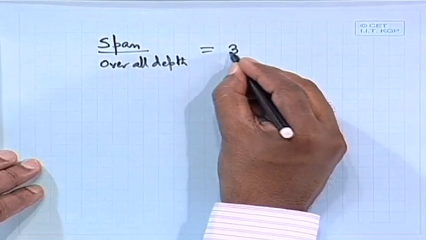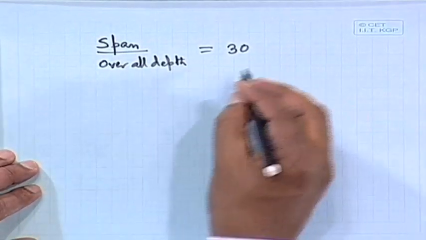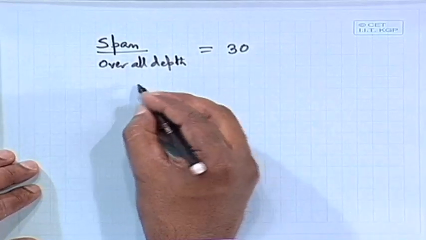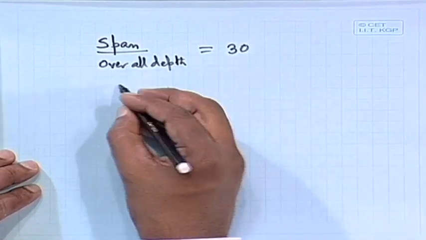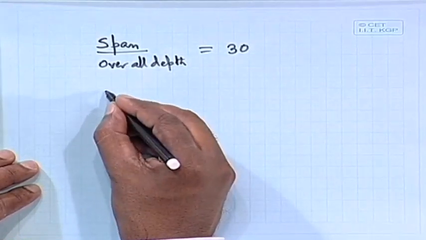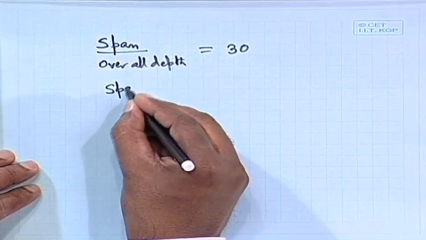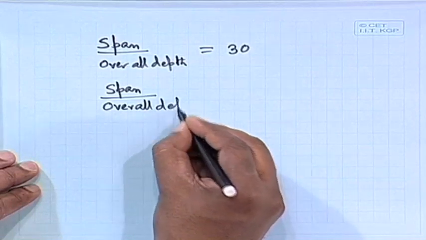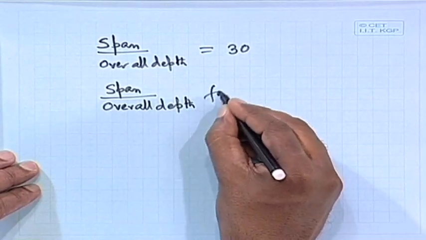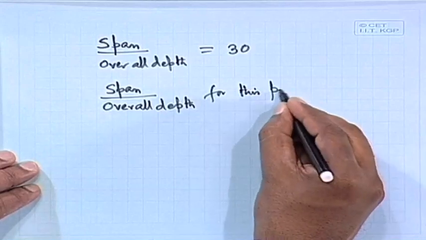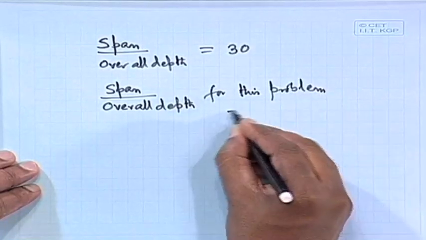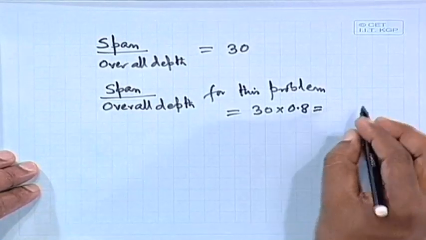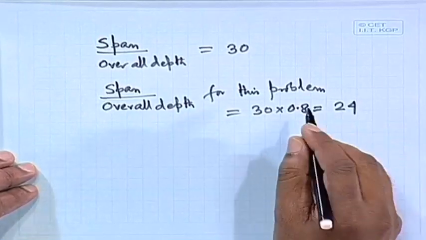Let us take, I shall take, say 30, and further I shall modify it with 0.8. We shall multiply with 0.8. So, the span by overall depth for this problem, we shall take say 30 into 0.8, say 24.